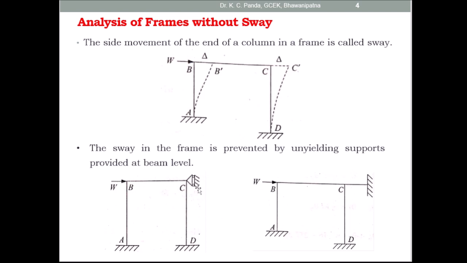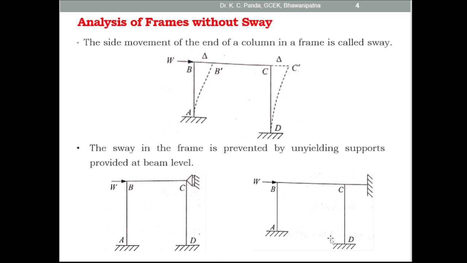Look at this figure. So here this is the beam and these are the vertical members. Here this is the unyielding support which is present at the beam level. Due to this unyielding support, the sway is prevented. So there is no sway taking place. So this is the non-sway frame.